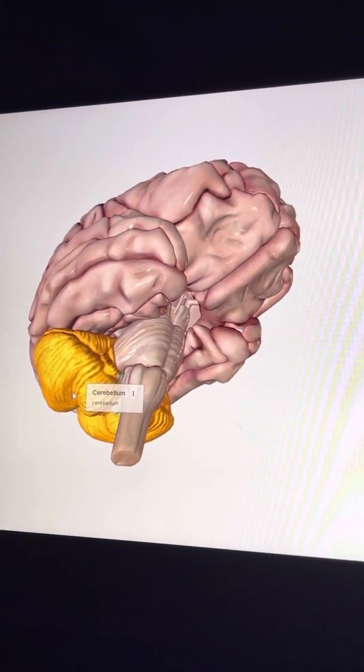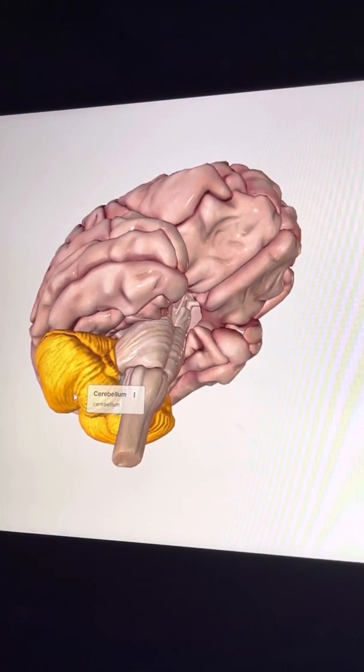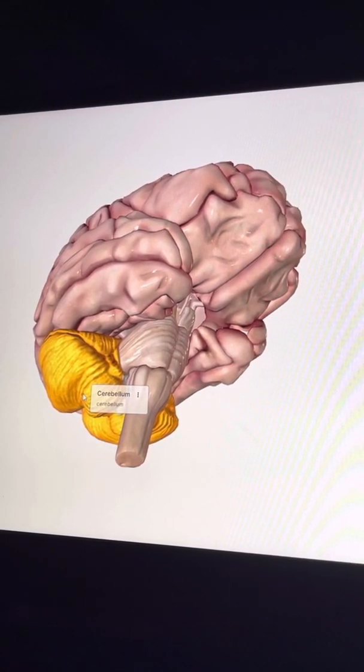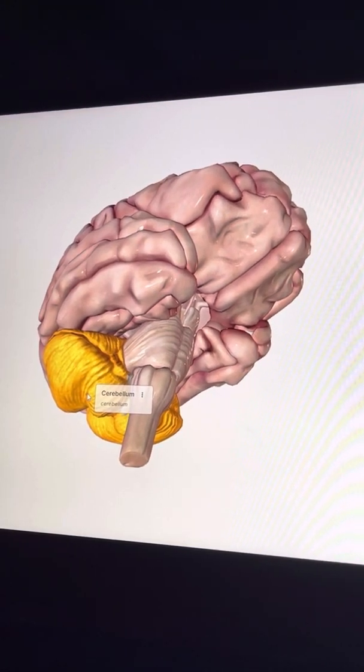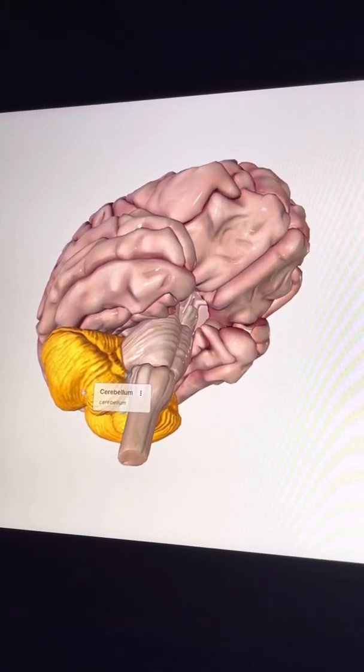So the cerebellum, which is actually Latin for little brain, is located near the brainstem, below the temporal and occipital lobes. The cerebellum is what enables you to run, walk in a straight line. Basically, any type of physical movement is what the cerebellum is going to be responsible for.